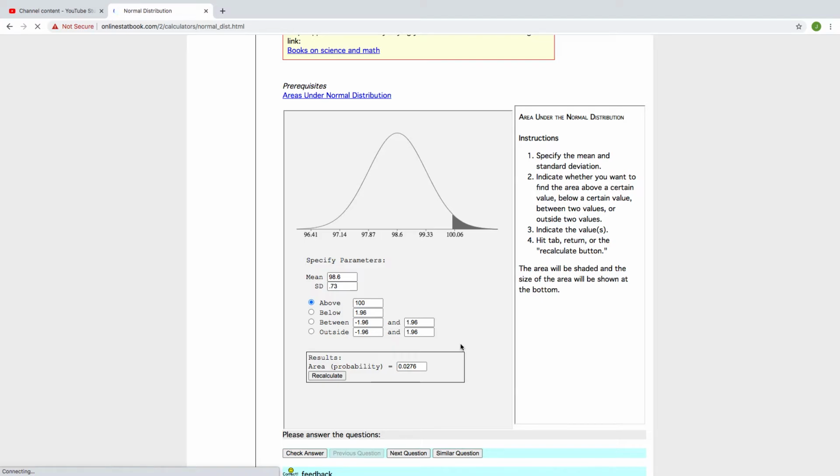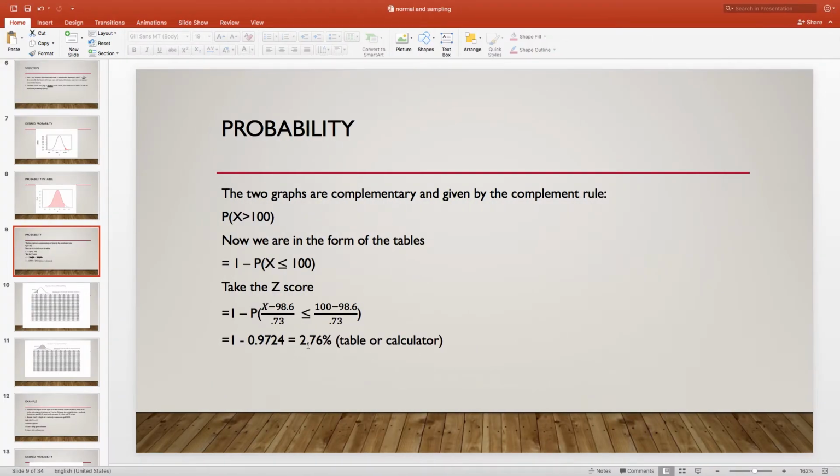So let's just calculate that, and it says it's 0.0276, so 2.76%, and that's exactly what we have for this problem. And so that's another way of calculating probabilities. We could just use that online calculator instead of using the table, and that is sometimes a bit easier. So it's totally up to you. You can use this calculator to answer these questions.